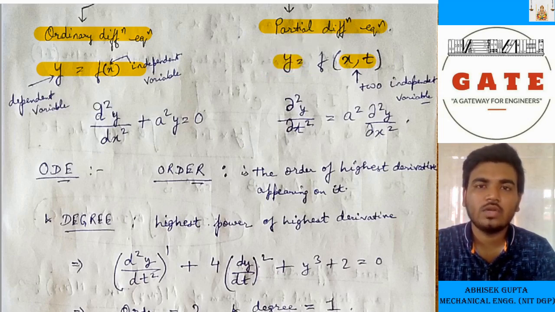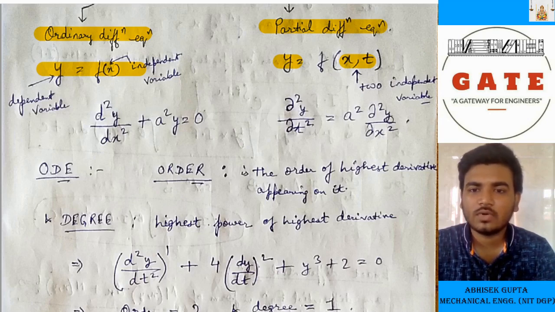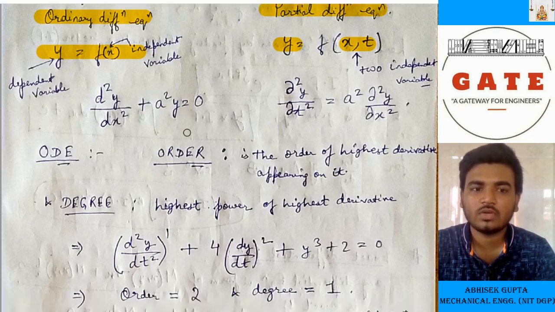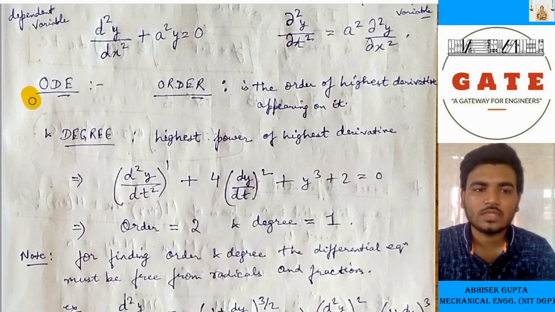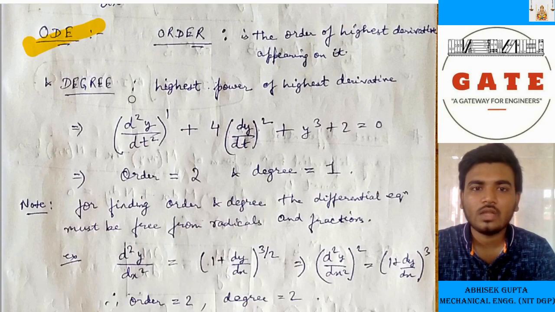So here in ODE, d2y upon dx2 plus a square y equal to 0, and here del means partial differential. This is called partial or del. Del 2y upon del t2 equal to a square del 2y upon del x2. Okay, now we will start with ODE.